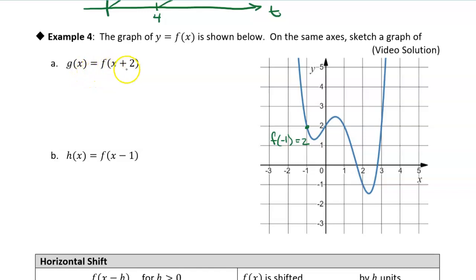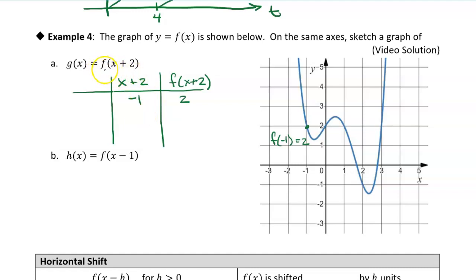What happens to that point in g of x? Sometimes I like to look at it as a graph. So the input to the function now is x plus 2, and I can find f of x plus 2. So I know when the input to f of x is -1, I get an output of 2, right? So what value of x will give me x plus 2 equals -1? Because I know the input.